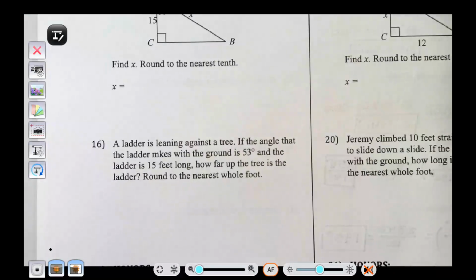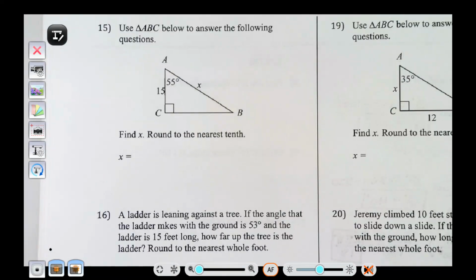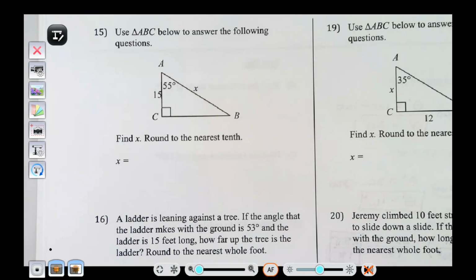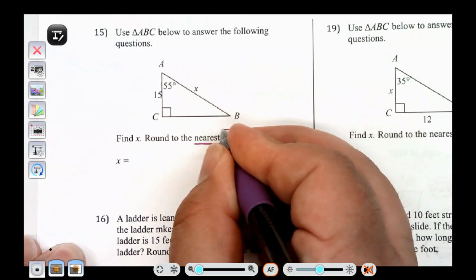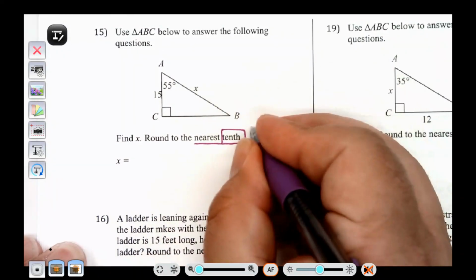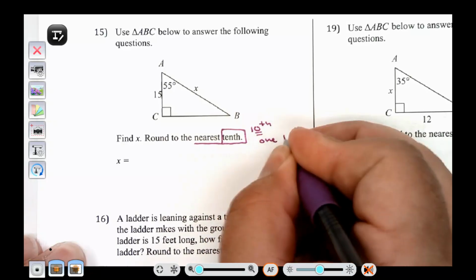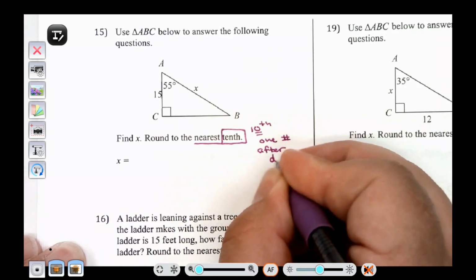Now, here it is. The big thing that we do in this class was trigonometry, and of course, bringing in our friend SOHCAHTOA. So it says, use ABC below to answer the following questions. Find x, round it to the nearest tenth. Now, it does say the nearest tenth, right?